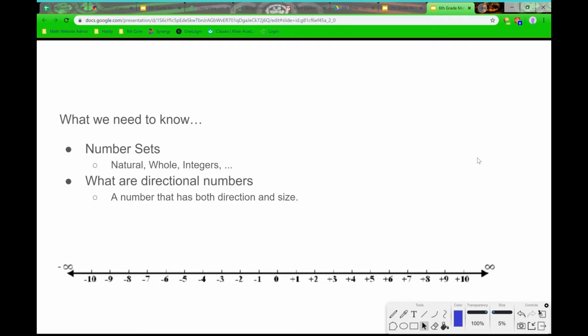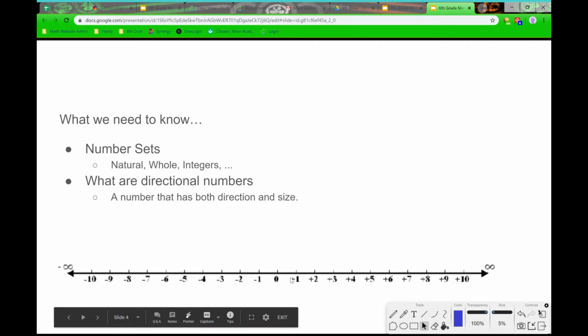Integers are also whole numbers, but they are the positive and negative versions of all whole numbers. So if you look at the number line below, you will see the positive one and the negative one. The 1 itself is a whole number. The negative 1 and 1 are both integers.